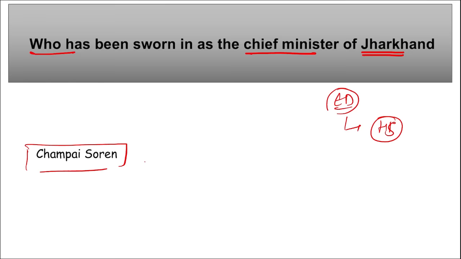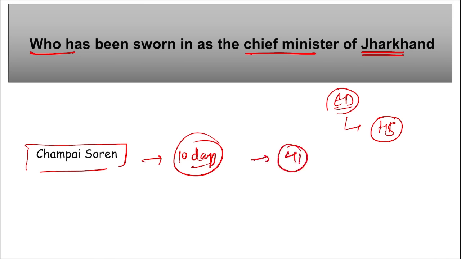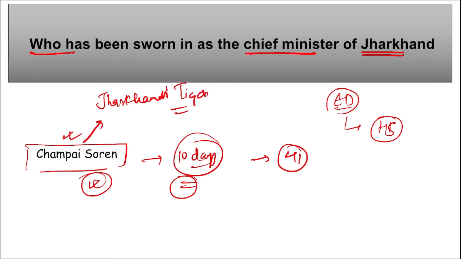Correct. And Champai Soren will be given 10 days to prove his government's majority, right? The majority mark is 41, so 41 people should be with him. So 10 days will be given to him to prove his majority. So who is the new Chief Minister of Jharkhand now? Champai Soren. Also remember, he is popularly known as Jharkhand's Tiger. He is from the JMM party, and he is also one of the founding members of the JMM party.